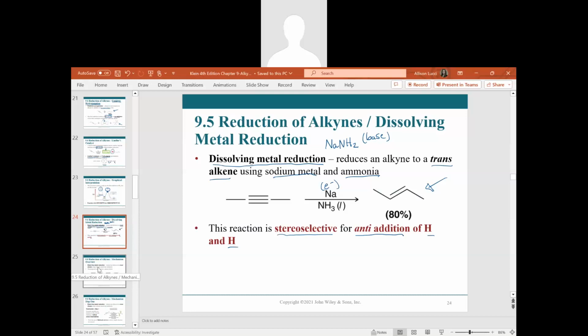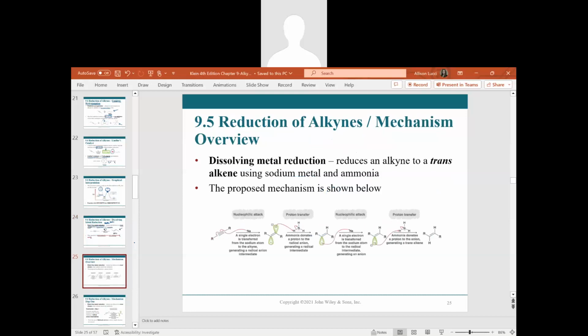Fashion. So let's take a look at the steps behind this, the mechanism. So step one here, we have a nucleophilic attack. And this is a proposed mechanism, right? So we're not sure if it's 100% true, but we're pretty sure. So first, when we have this nucleophilic attack, we're moving an electron from the sodium atom. So we see a fishhook here where we add this single electron.